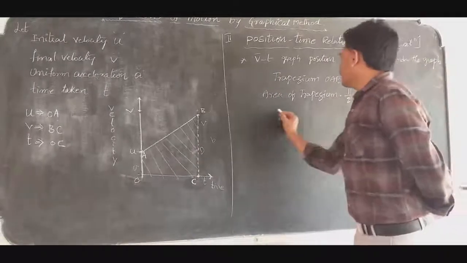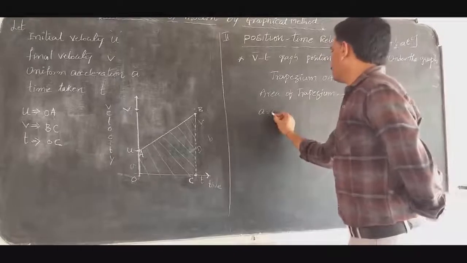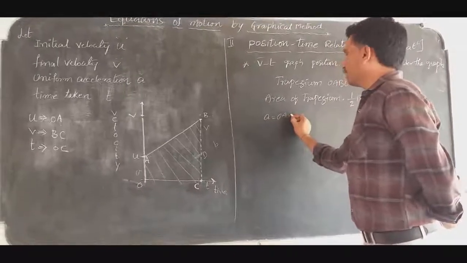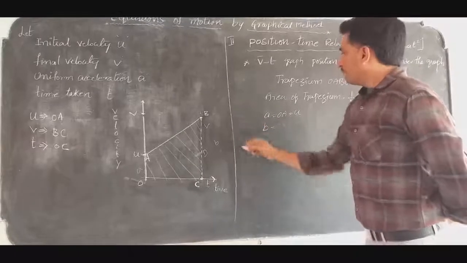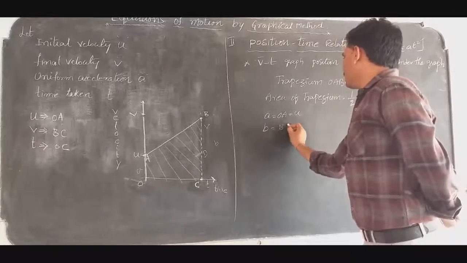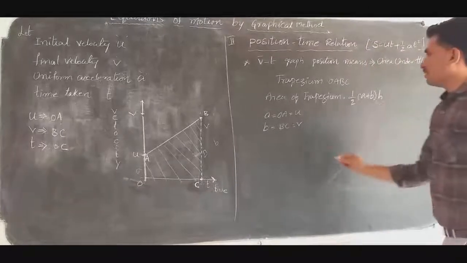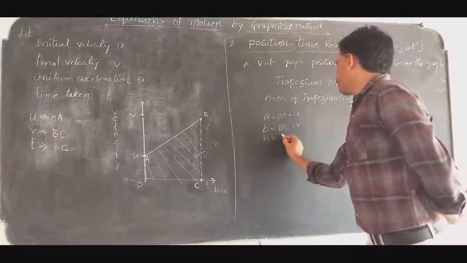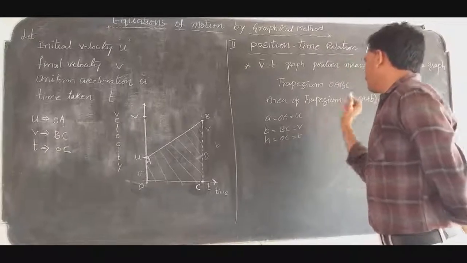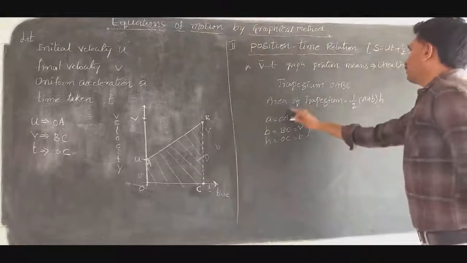So here I am writing A is nothing but one of the parallel sides, that is OA, which is nothing but U. And what is B here? Another parallel side, that is BC, which is nothing but V. What is H? H is the perpendicular distance, that is OC, which is nothing but time. So I would like to represent this information. Then we will discuss it.